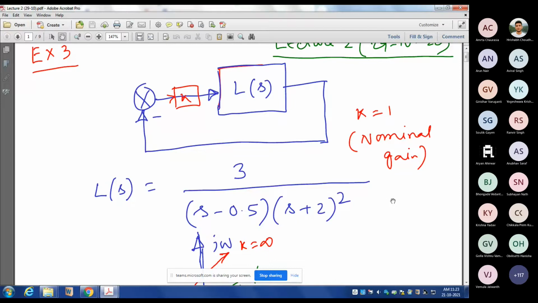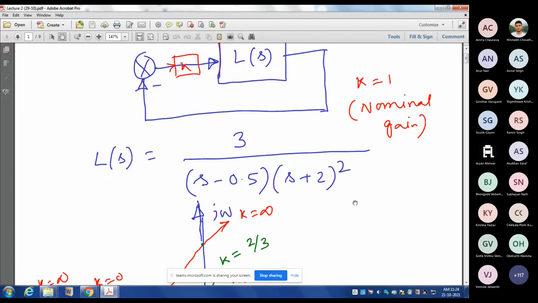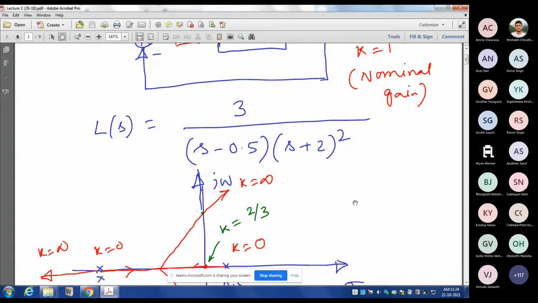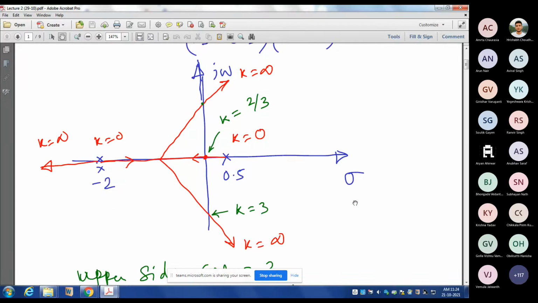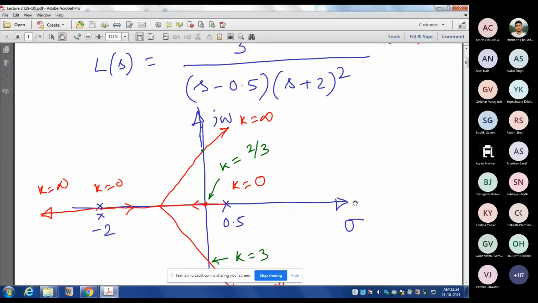Here is one interesting example I have considered. This is a third order system. Again, k is the nominal gain equal to 1. No gain block is there, which means the nominal gain is 1. So I have drawn the root locus. The root locus for this system will be like this. You can easily verify, you all know root locus.